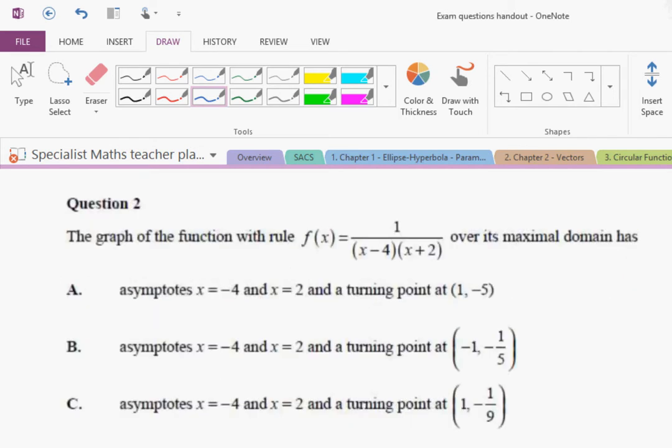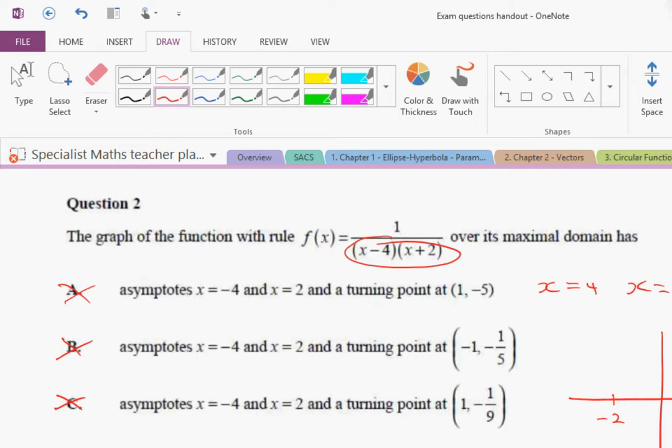All right, so my thinking with this question is, first of all, we have asymptotes at x equals 4 and x equals minus 2. So instantly that cuts out A, B, and C. Now it's between D and E. If I've got my reciprocal graph with intercepts at -2 and 4, that means the turning point is at x equals 1.